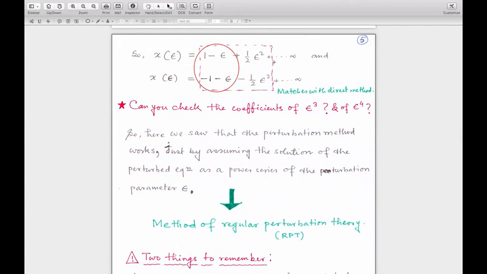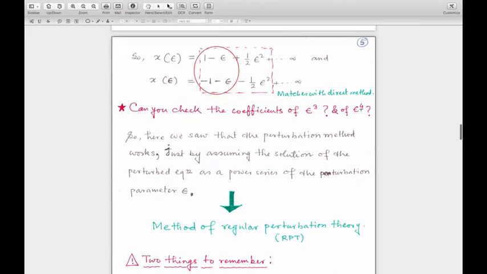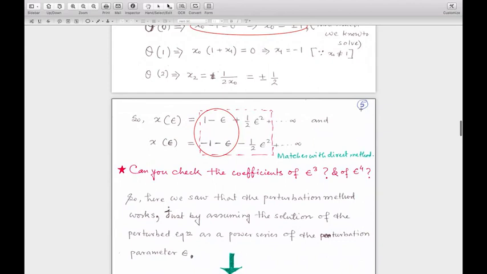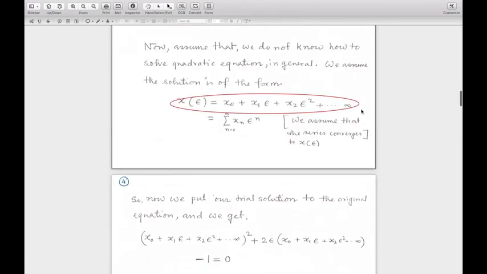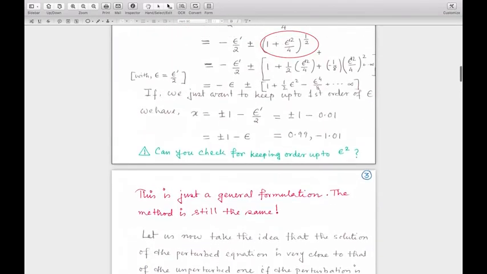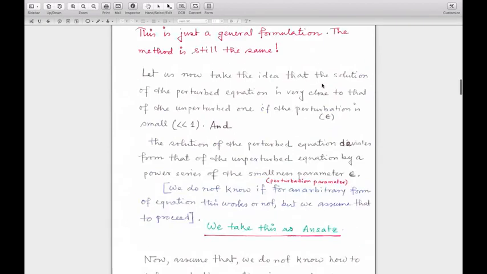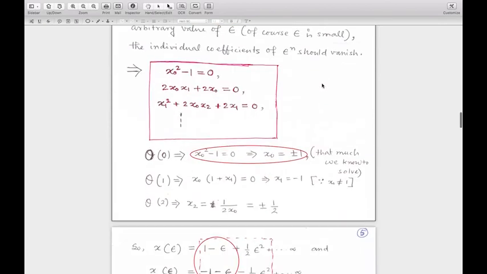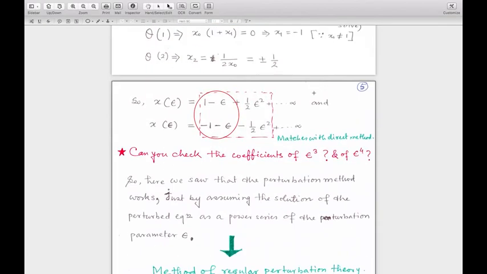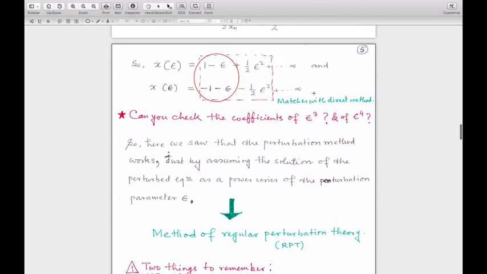Okay, so now your real home task will be to check the coefficients of epsilon cube and epsilon to the power 4. Okay, and you can note that here basically there was no term of epsilon cube here. Okay, after epsilon square it was epsilon to the 4. Okay, so just check that and let me know whether everything goes okay or not.